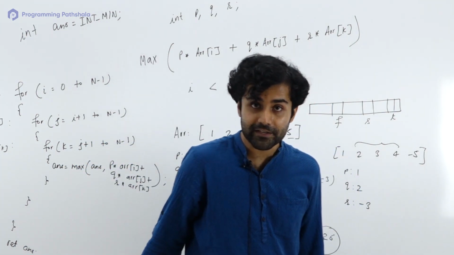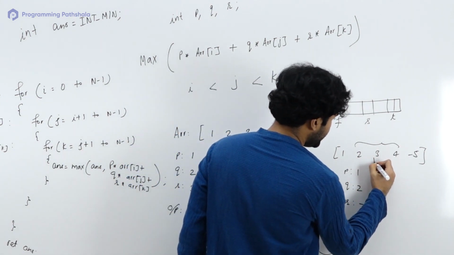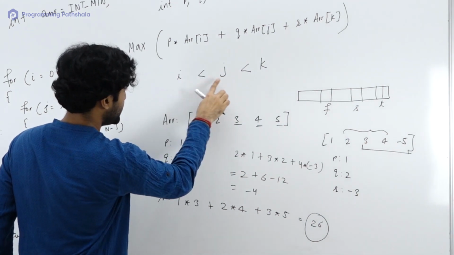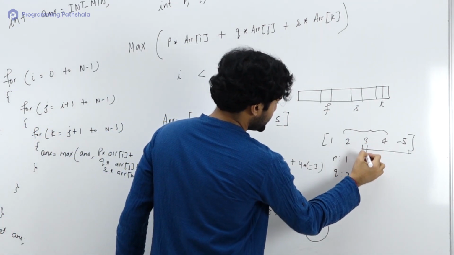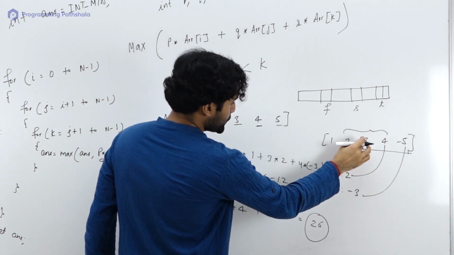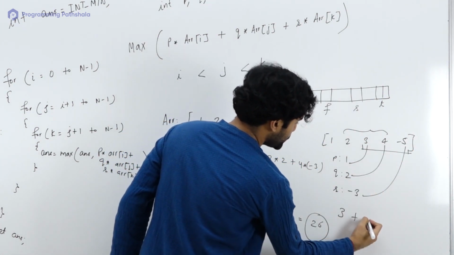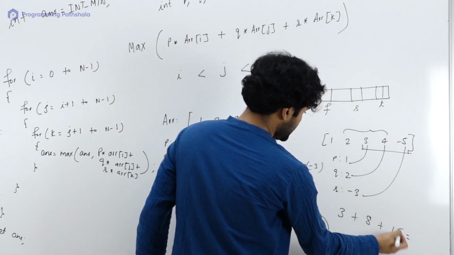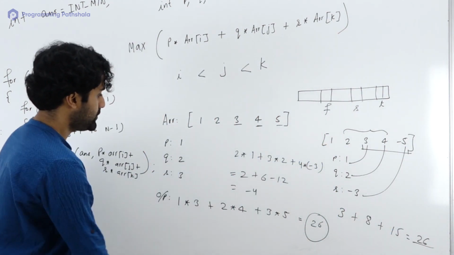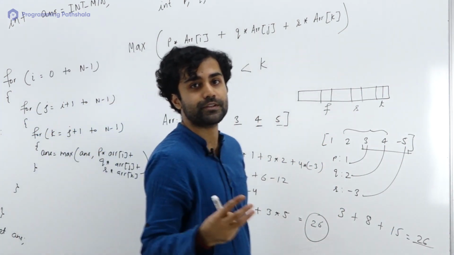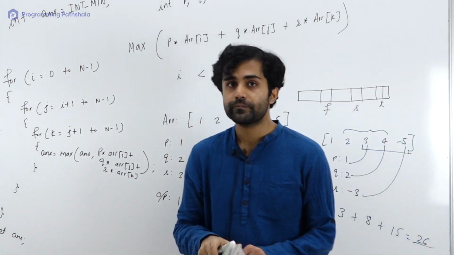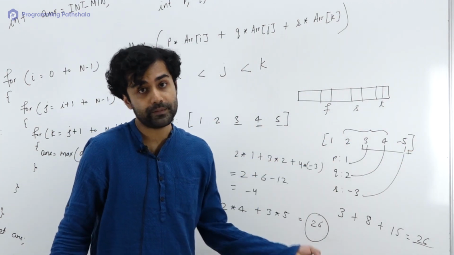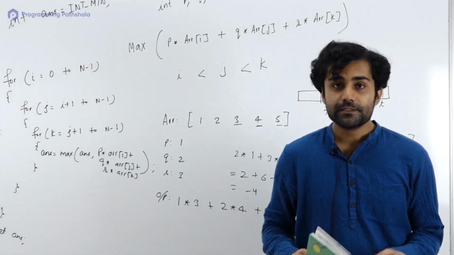But there is a better choice that you might have taken. Let's say you had selected 3, 4 and minus 5, and this is obeying the constraint, right? i smaller than j smaller than k. Now you multiply them with p, q and r respectively. So 3 into 1 will give you 3, 4 into 2 will give you 8, and minus 5 into minus 3 will give you 15, and this gives you 26, which is better than minus 4. So the logic of picking the 3 maximum elements is not always going to help. Why? Because the array can contain negative elements also, and p, q, r can also be negative, right? So this was one case.